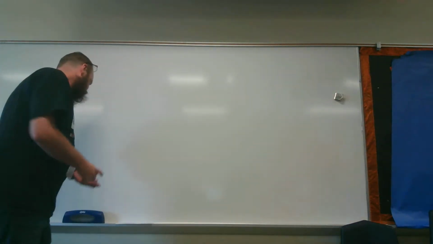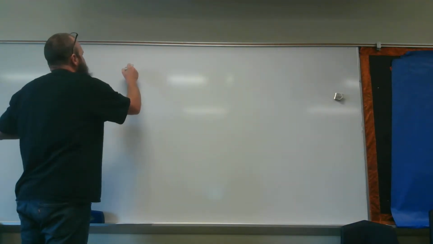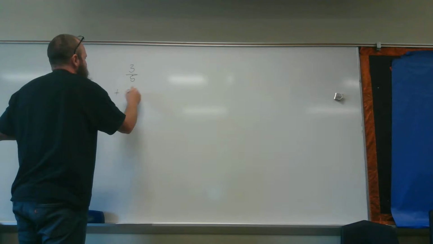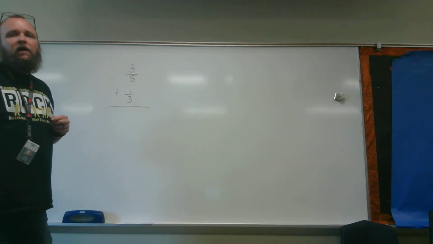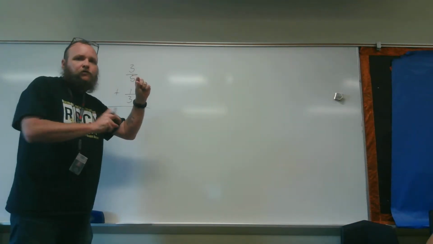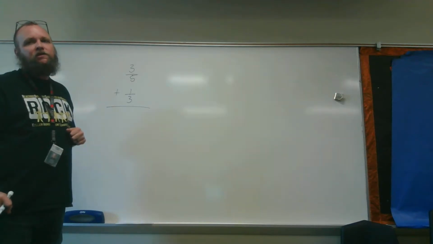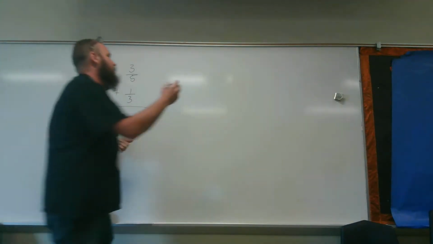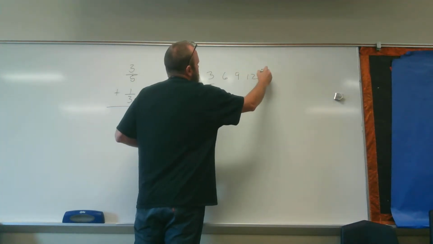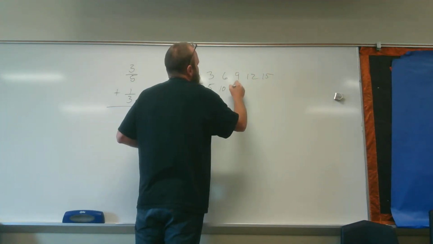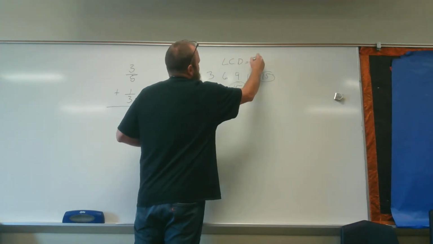That's what I win. Second one is 3/5 plus 1/3. I would use my multiplication chart, look at the row that starts with 3, the row that starts with 5. I would move down those rows until I find the first number that is in common. I could show you 3 and 5, 3, 6, 9, 12, 15, 5, 10, 15. Oh, look, my least common denominator is 15.